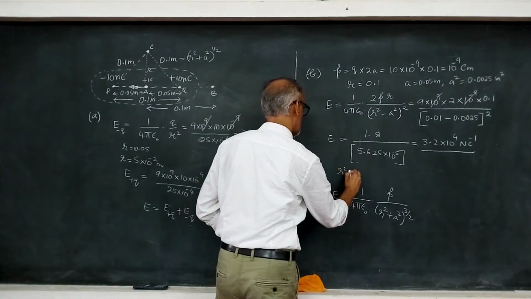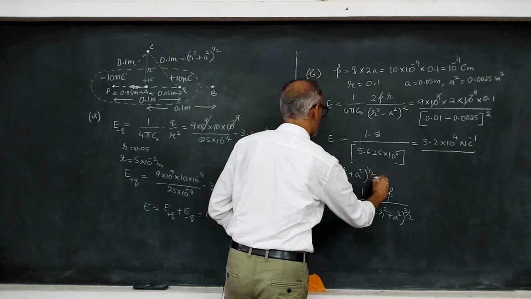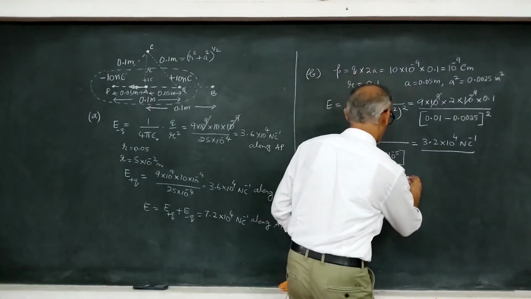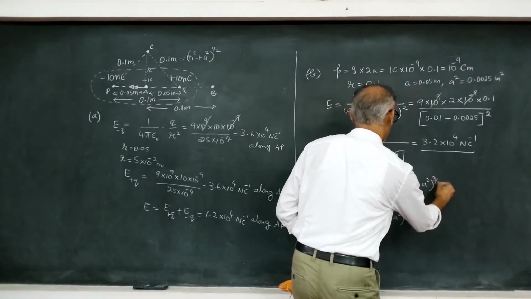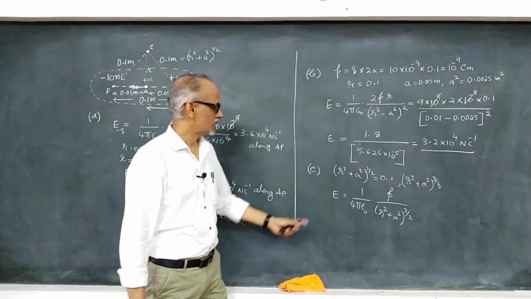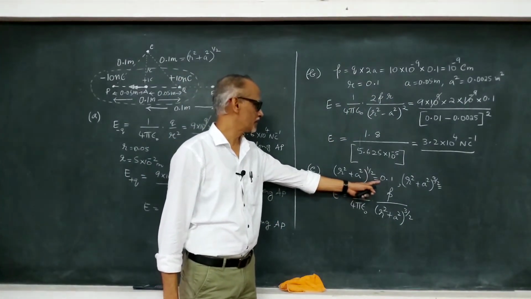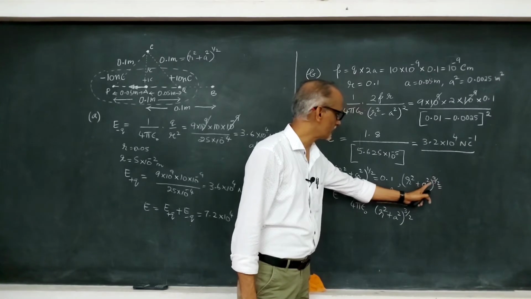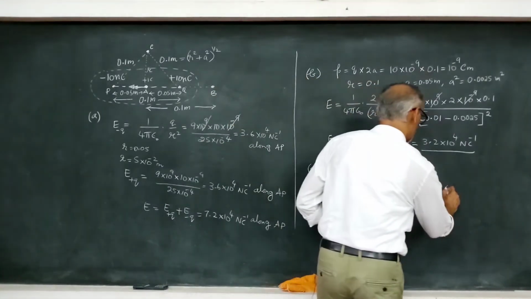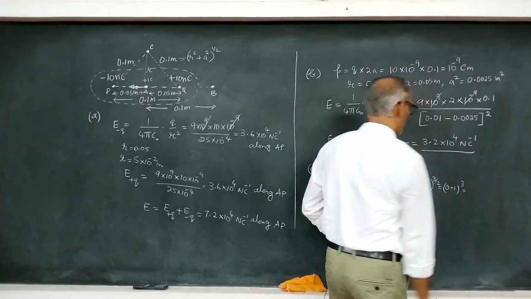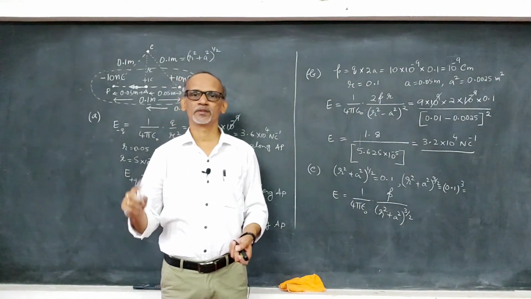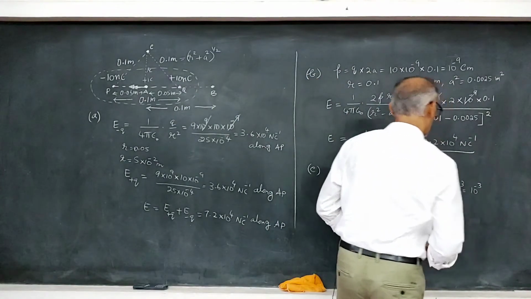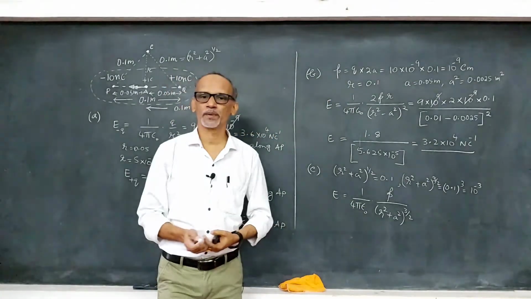So (R square plus A square) to the power half is 0.1. We wanted (R square plus A square) to the power 3 by 2, which means I have to take the cube of this value, because (R square plus A square) to the power half is 0.1, but there is a cube. So which is same as 0.1 cube. 0.1 cube means it's 0.001, which is same as 10 to the power minus 3. So this is the value of (R square plus A square) to the power 3 by 2.